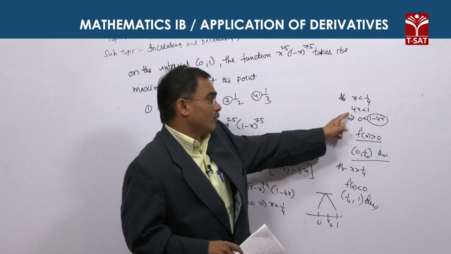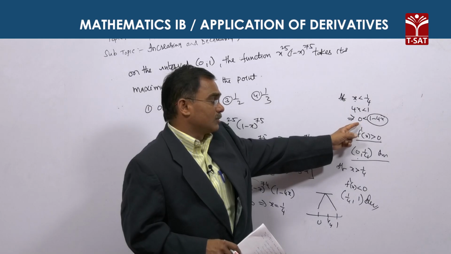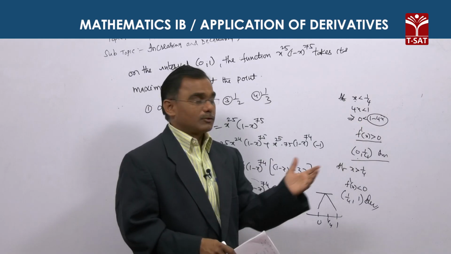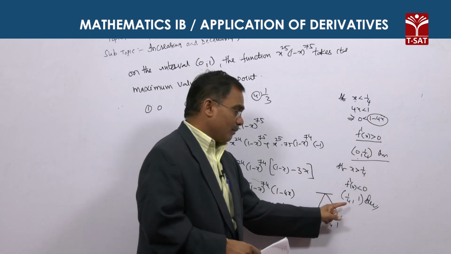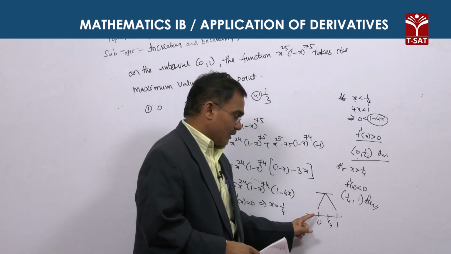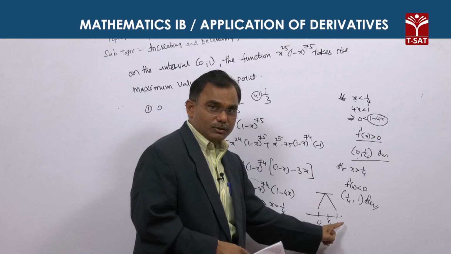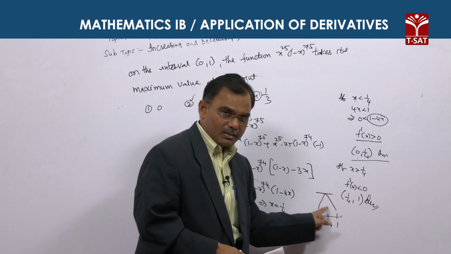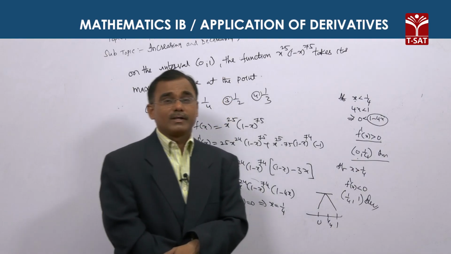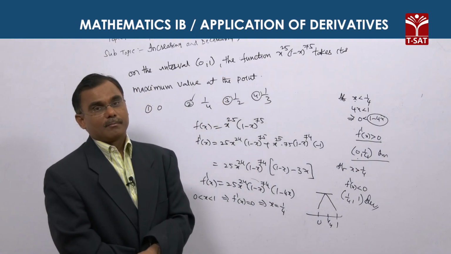For x less than 1 by 4, 1 minus 4x is positive, so f dash x is also positive. In the range 0 to 1 by 4 the function is increasing and from 1 by 4 to 1 it is decreasing. So in our interval 0 to 1, the function has its maximum value at x equal to 1 by 4.